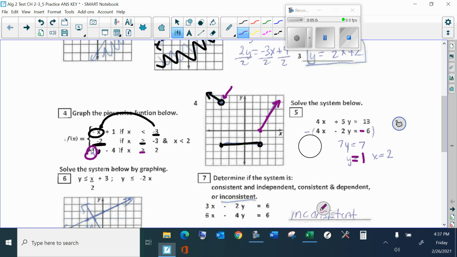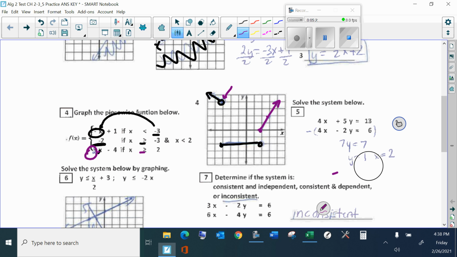Plug it back into one of those. Doesn't matter which one. If I plug into the top one, it's 4x plus 5. Subtract the 5 across, I get 8. 4x equals 8, so x equals 2. And I can guarantee I'm right by plugging it into the bottom equation. 8 minus 2 is 6. Yes, it is. So it is correct.